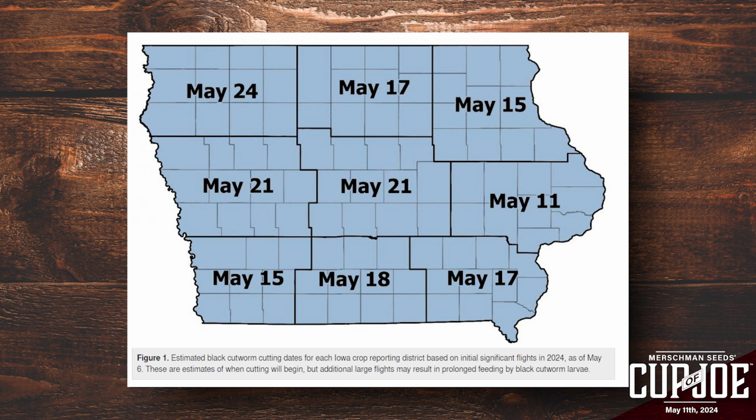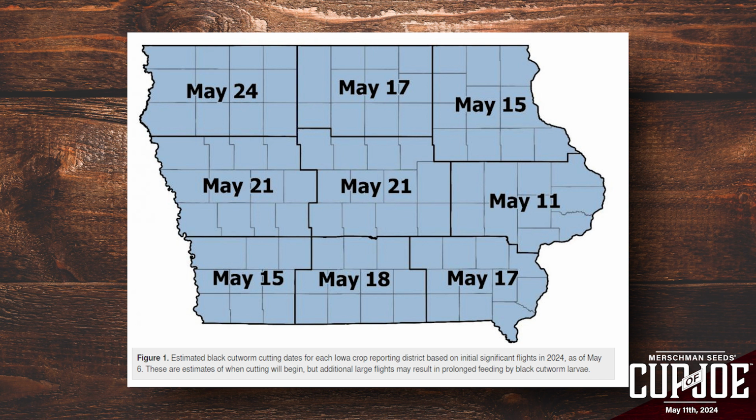From basically, and how they do the math behind when the cutting date is, there is a growing degree unit accumulation. They do sticky traps, or fly traps for the moth flights, and then they know, we have moths in the area. It's going to take this many growing degree days before we have an instar large enough to start cutting corn plants off.